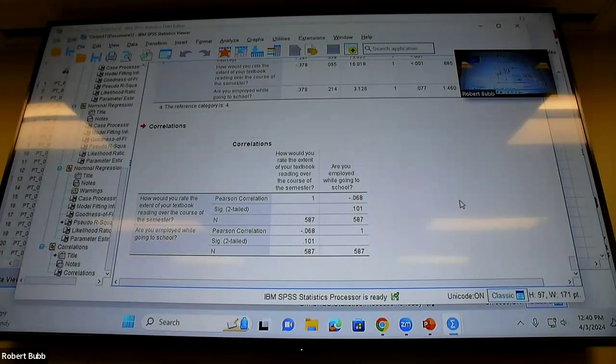collinearity doesn't seem to be a problem here, so we would be confident that these coefficients are fairly stable.